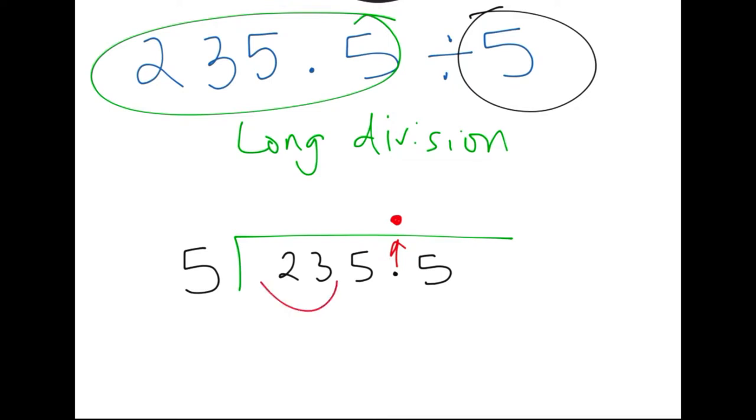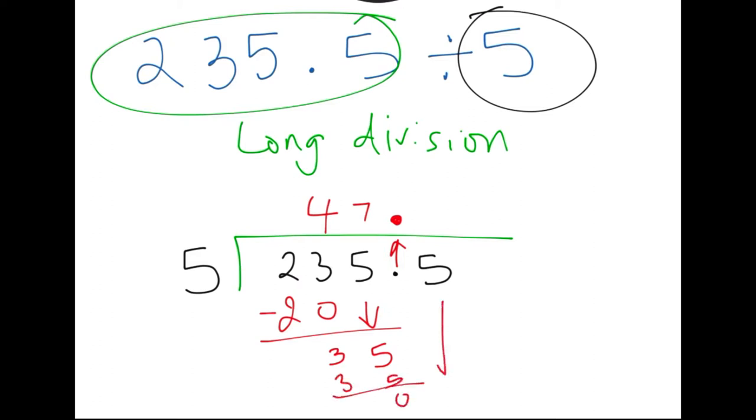5 goes into 23 4 times. 4 times 5 is 20. So I have 3. I bring down 5. 5 goes into 35 7 times. 7 times 5 is 35. So I have 0. I bring down the 5.